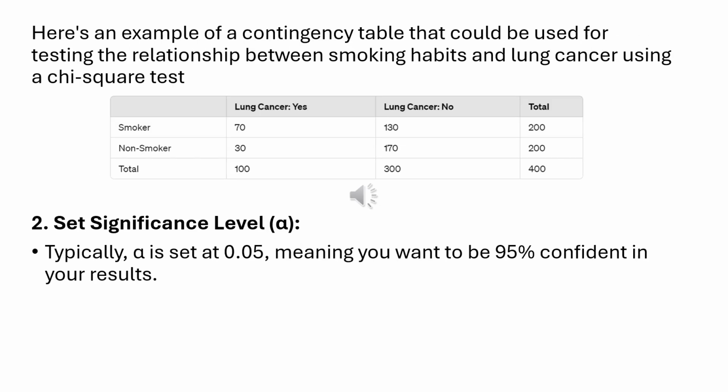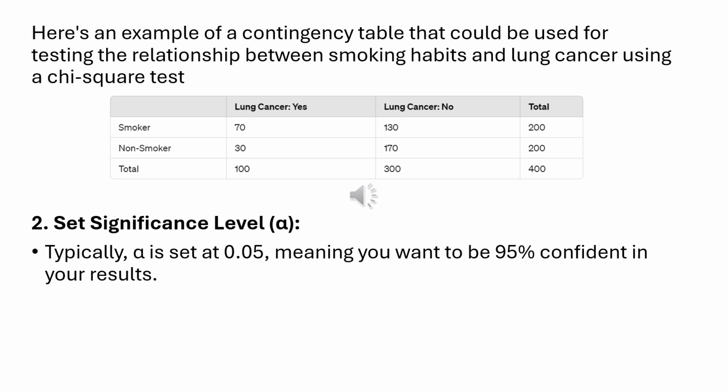So this is the example where the researcher has the data for 400 people. Among the 400, 200 are smokers and 200 are non-smokers. Among the smokers group, 70 develop lung cancer, whereas in the non-smoker group, 30 develop lung cancer. So this is the example.